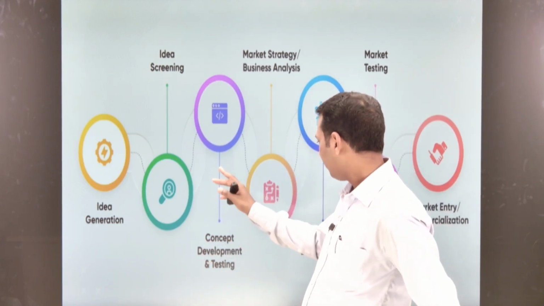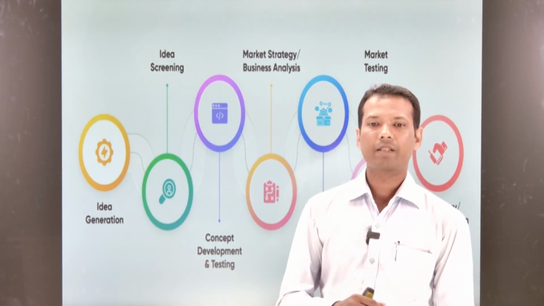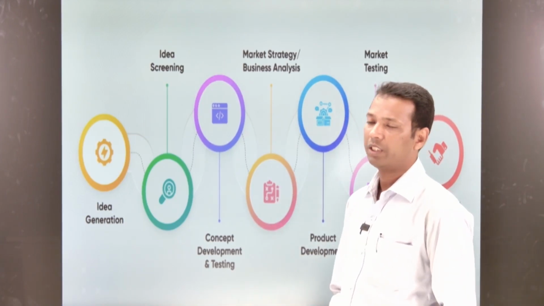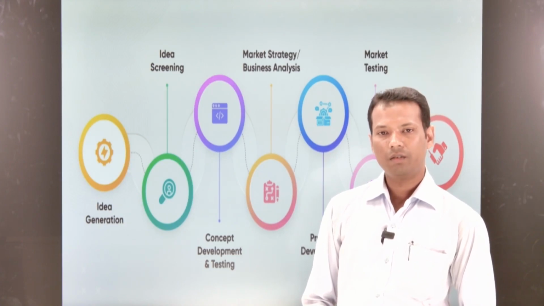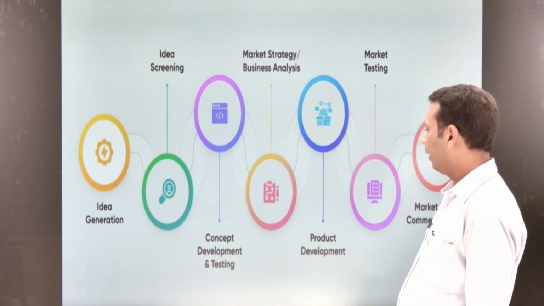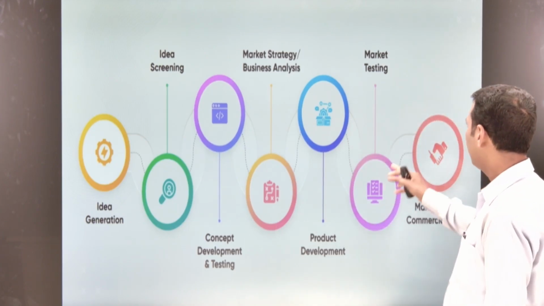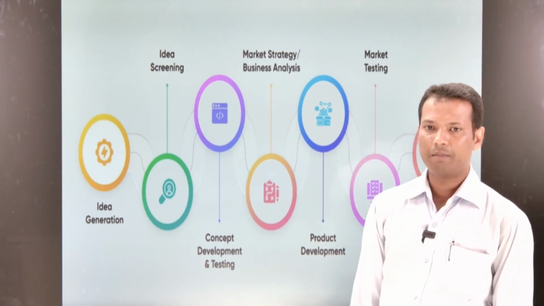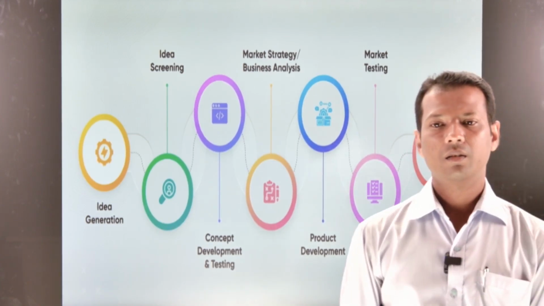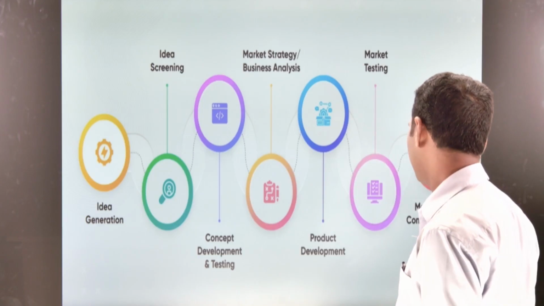Next, it goes through concept development and testing. So it goes through the development of that product, and various kinds of rigorous testing. Then it goes through marketing strategy and business analysis. What kind of strategy needs to be undertaken, what kind of business analysis needs to be done for that particular product. Next is product development, so the product is developed. Then it is market tested, tested by the markets, and then market entry or commercialization. The product is commercialized. So these are the stages from idea generation to commercialization.